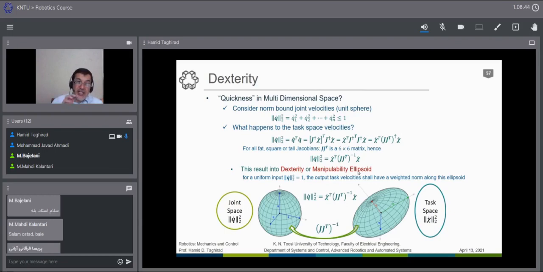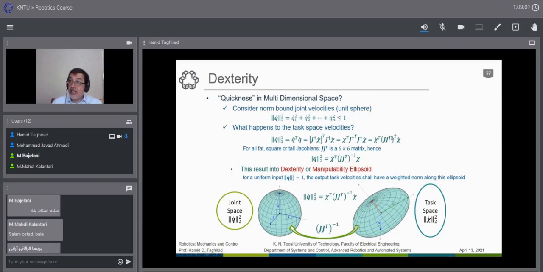No matter how, there is a difference between dexterity and manipulability, but they are very similar, and we can define it mathematically and rigorously by the manipulability ellipsoid. And the manipulability ellipsoid is written here.